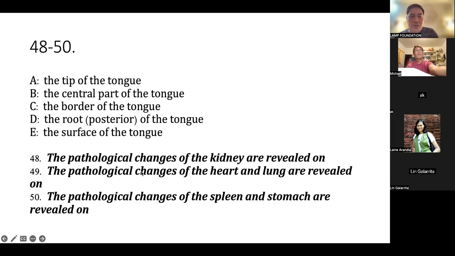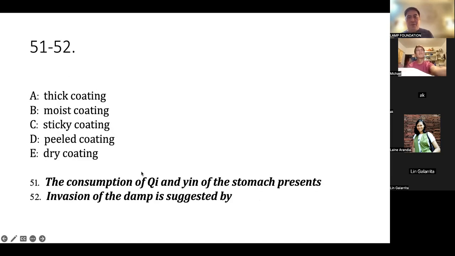Okay po. 51 to 60. Yes, good evening po. Okay, good evening. Okay, number 51, the consumption of qi and yin of the stomach presents letter D, peeled coating. Pinaliwanag niyo kanina na, Doc, di ba wala nang root pagka nako-consume ang qi. So my answer is letter D. Okay, pag nako-consume ang yin, ano na nangyari? Kung wala na yung yin, kulang na yung yin. Yung sabi niyo po kanina, Doc, wala nang coating. Wala nang coating. Okay.